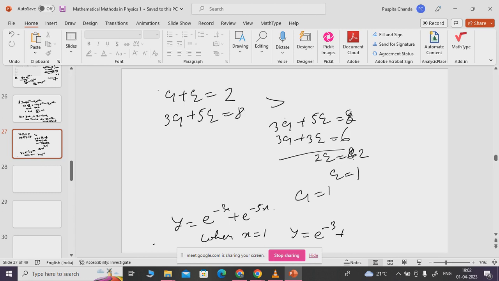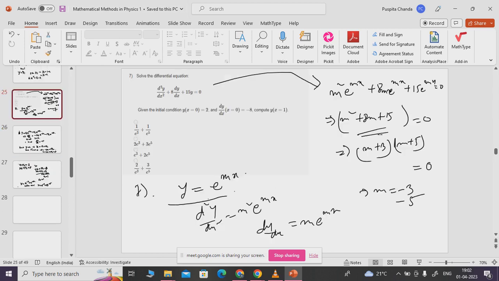We need to compute the value when x is equal to 1. So when x is equal to 1, y is equal to e to the power minus 3 plus e to the power minus 5.